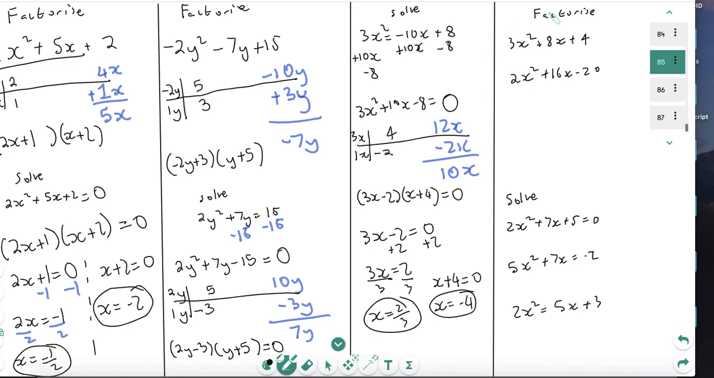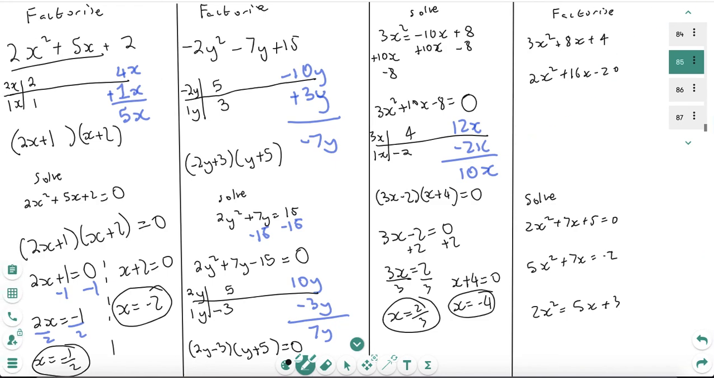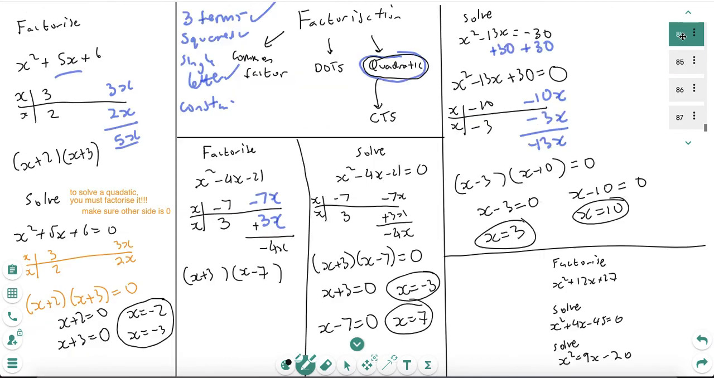So you can try these questions by yourself. Make sure you recognize the question. Is it asking you to factorize or asking you to solve? And in order to solve a quadratic, first of all, make sure the other side is 0. And in order to solve a quadratic, you must factorize first. One of the most important tools in maths. All right, guys, and that's pretty much it.